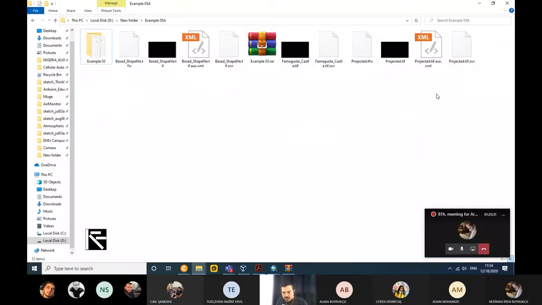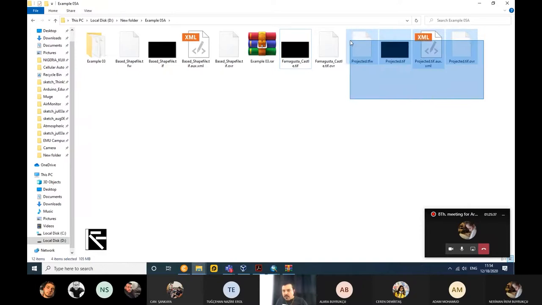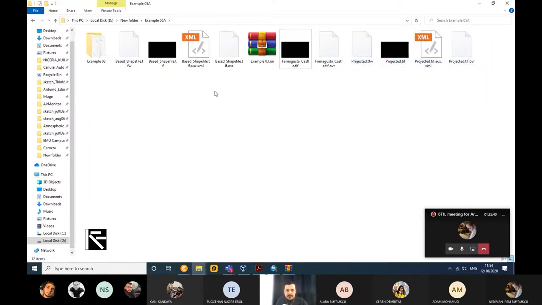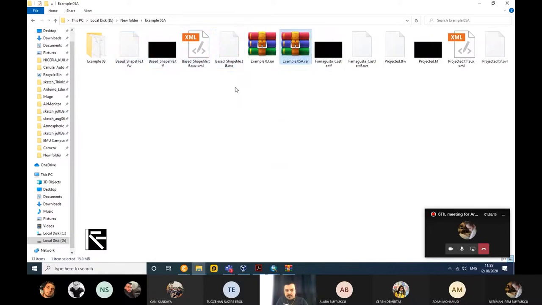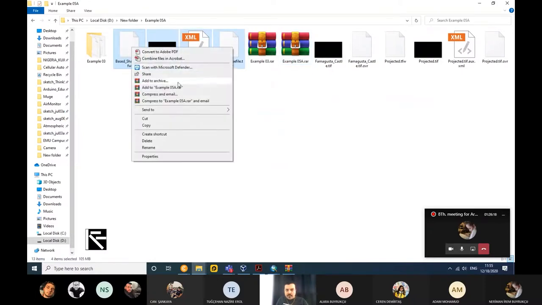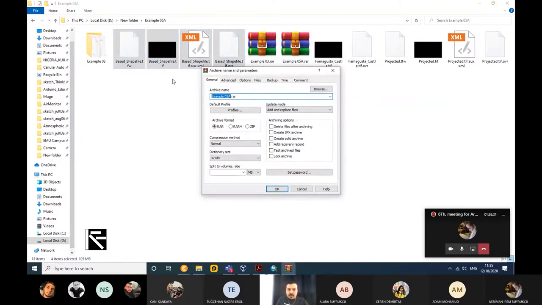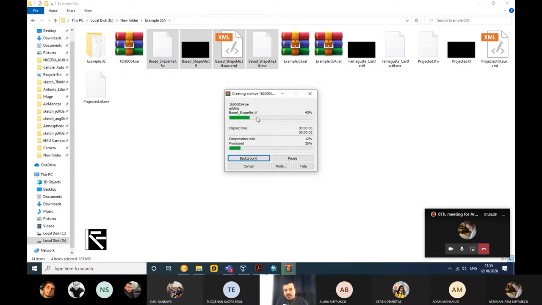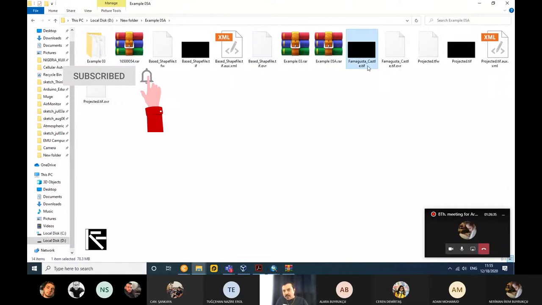After projection, this is my original file, but after projection, I make four new files like this one. You need to submit all these four files together. How can you do it? It is very easy. Just choose and add to archive. Give your name, your student number, these four files, and 16533. And you need to submit this file. Okay? Don't submit the file that I gave to you. This is not correct.